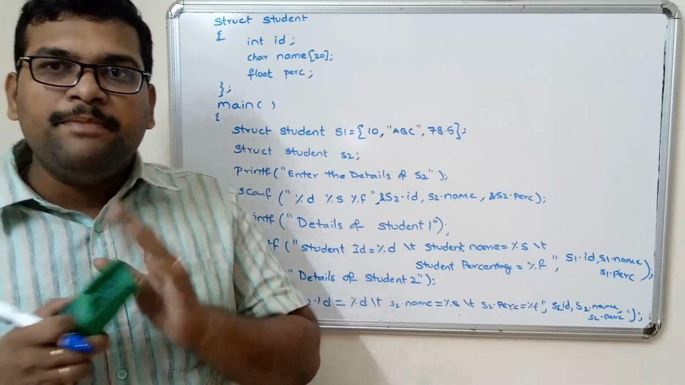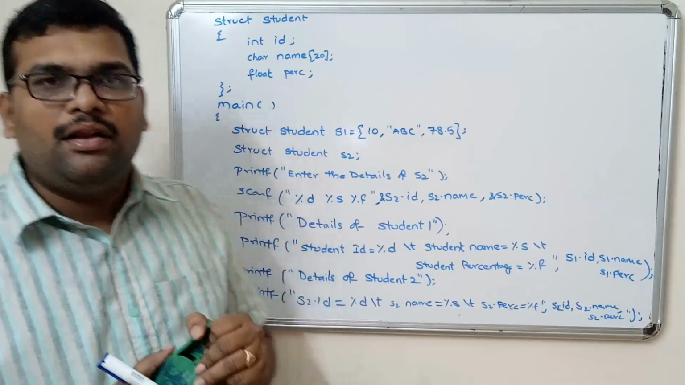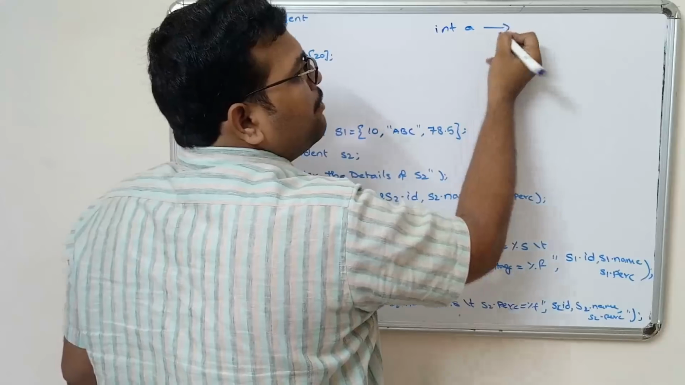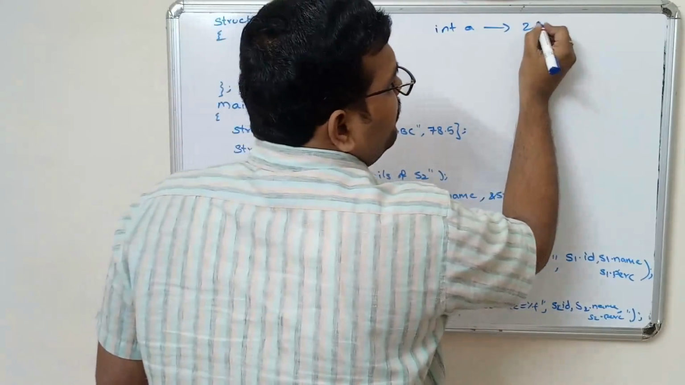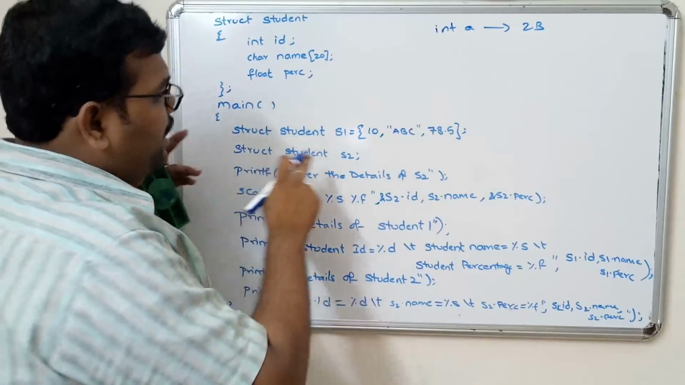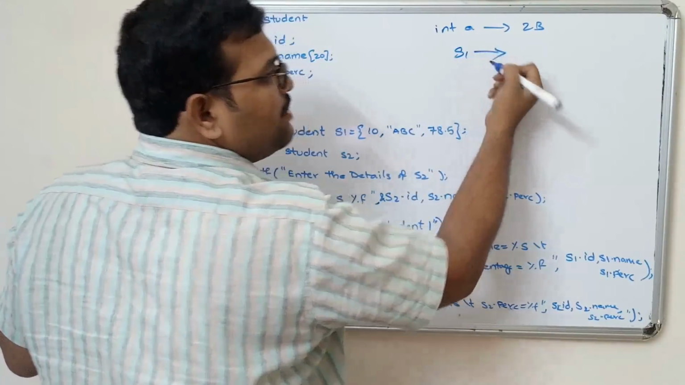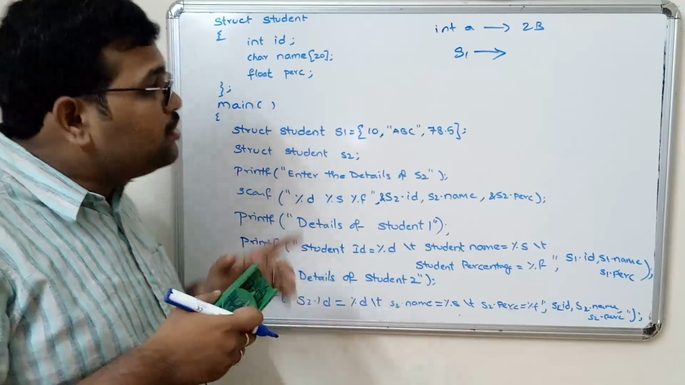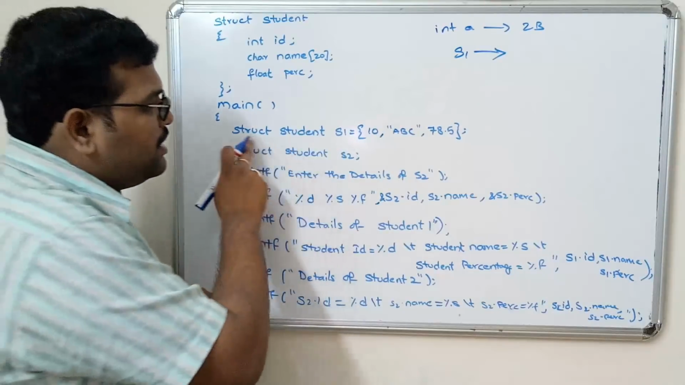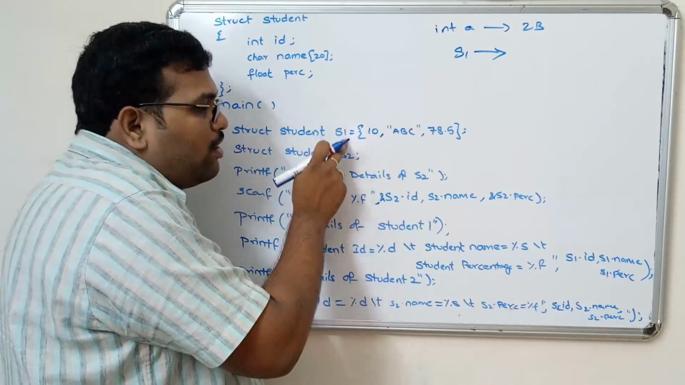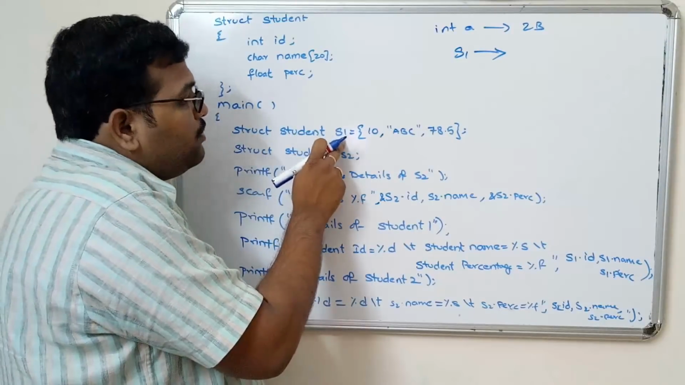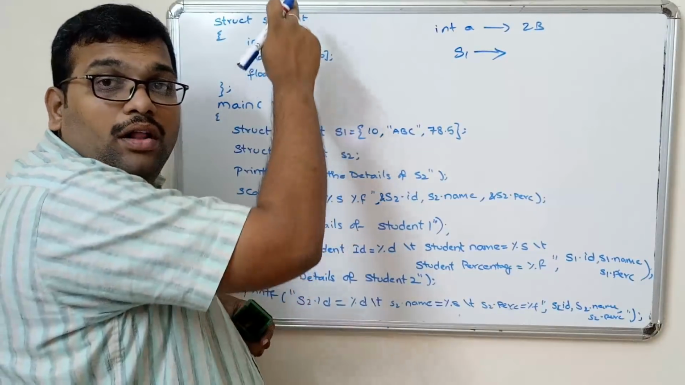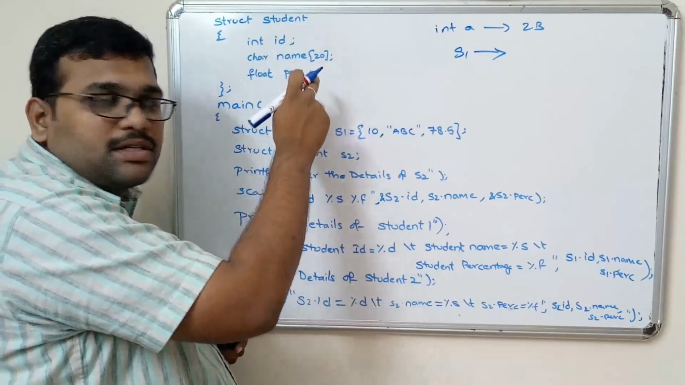So here, how much memory is allocated for a structure variable? If you write int a, depending upon the compiler, 2 bytes will be allocated for a. Now here s1 is a structure variable. How much memory will it occupy? We are declaring the structure variable, so it will follow the structure of student. What is the structure of student? ID, name and percentage. So we have to add all the memory spaces occupied by these members.